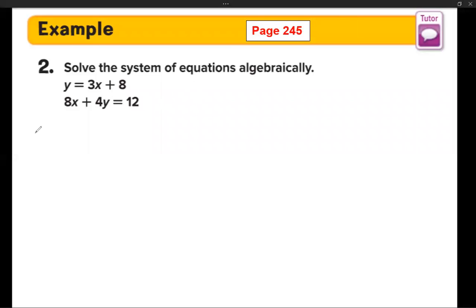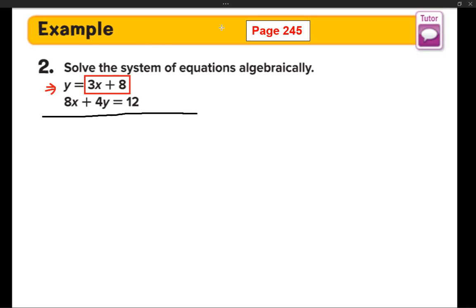We need to look at the system of equations that we have here. There are 2 equations. By looking at these 2 equations, we need to find the value for one of the variables. Which of these equations gives us the value for one of the variables? We can see from looking at the first equation that it gives us the value for y. We can know from here that y is equal to how much? It's 3 times x plus 8. This is the value for y.